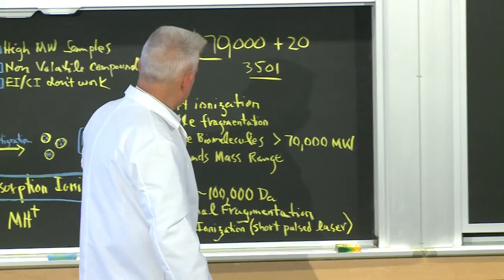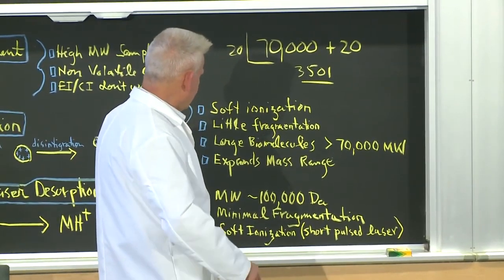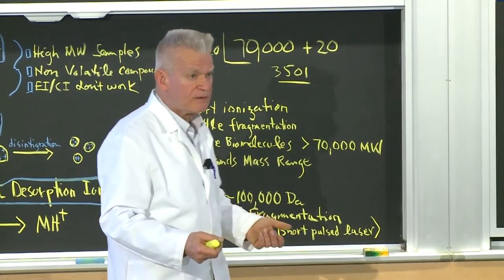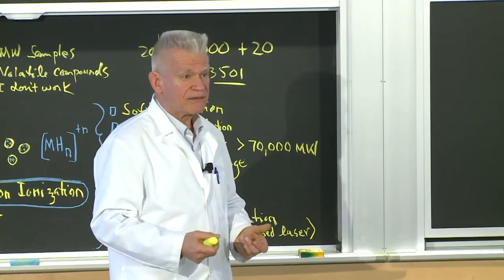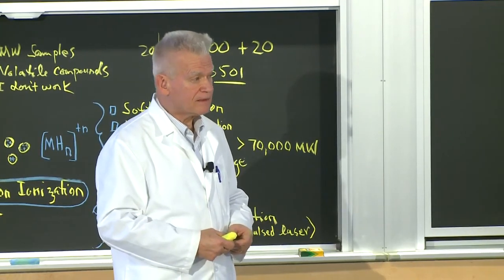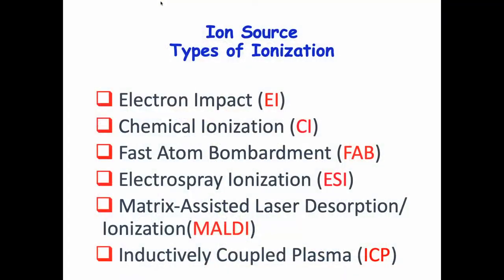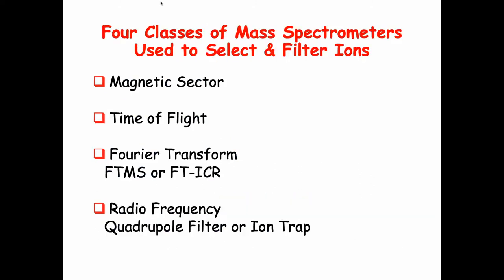So the advantages of all these techniques are they can help us with non-volatile, high molecular weight samples and getting spectra. We've already talked about the inductively coupled plasma in one of the lectures, so I'm not going to talk about that. But I would like to cover a couple types of instruments that you will experience.